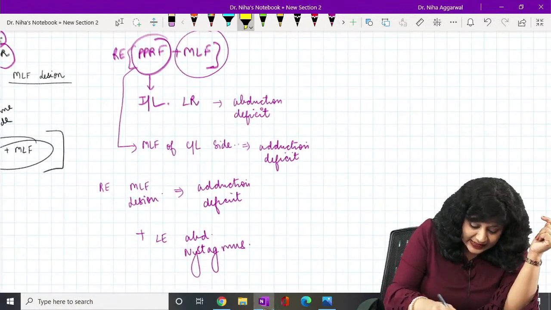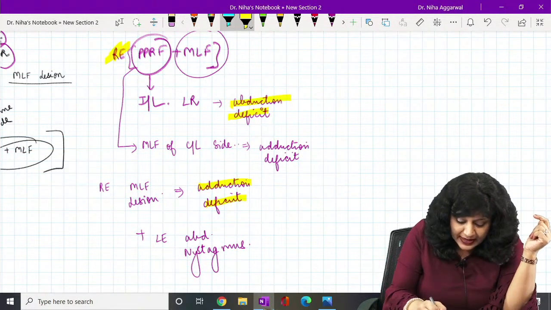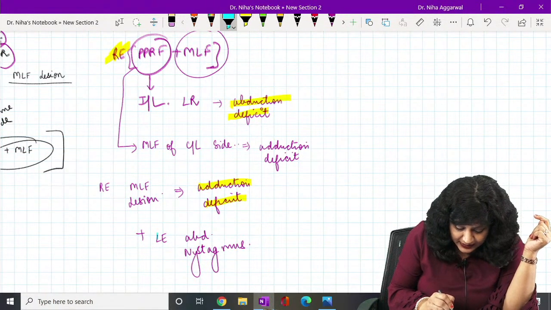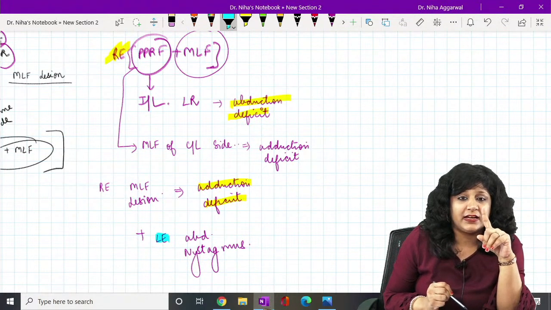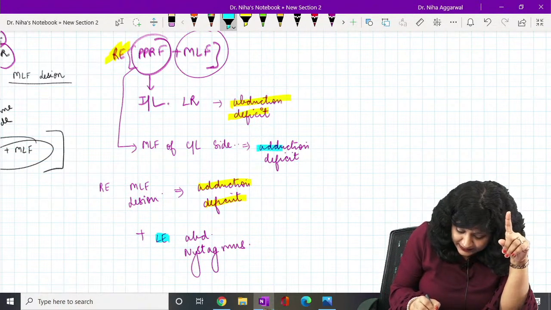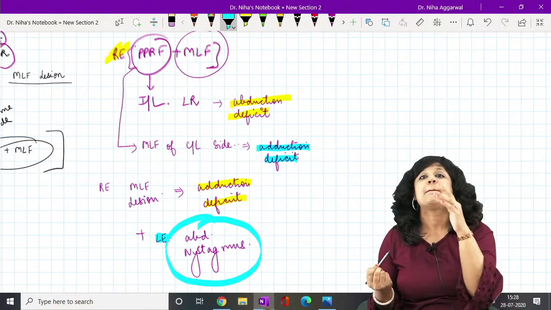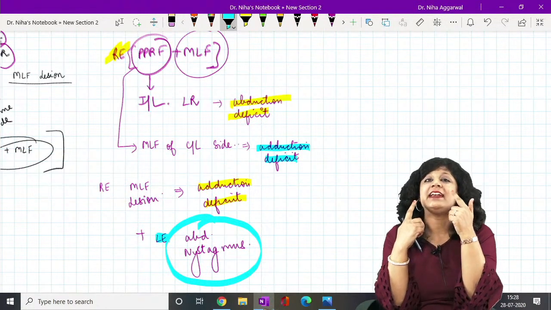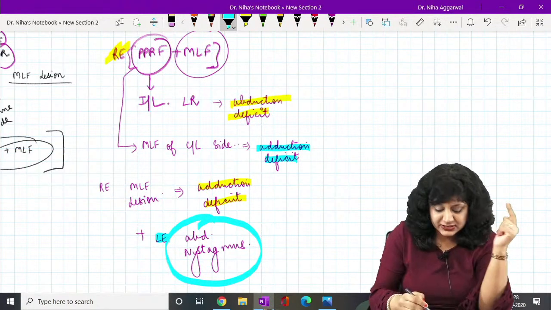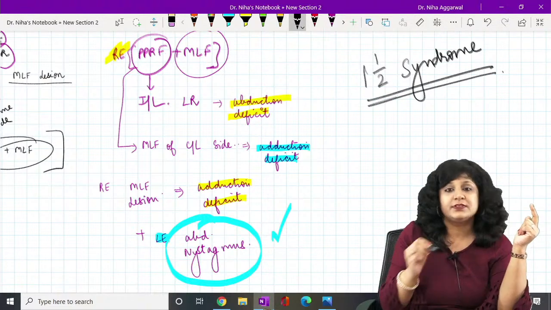Now look at the things which are happening here. In the right eye, I am having an abduction deficit also, adduction deficit also, and in the left eye, I am having one single adduction deficit. But other eye is showing you abduction nystagmus, means one eye both the movements are lost, other eye only the adduction is lost, abduction nystagmus is present. So this is called as a 1.5 syndrome.